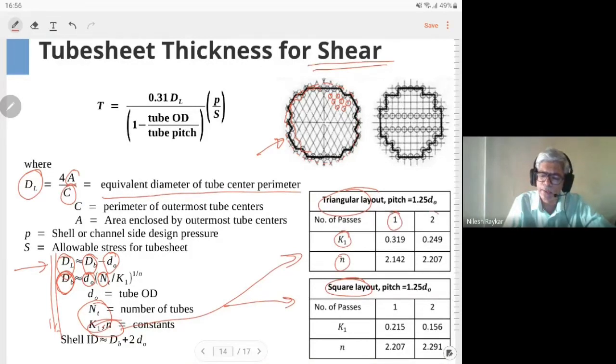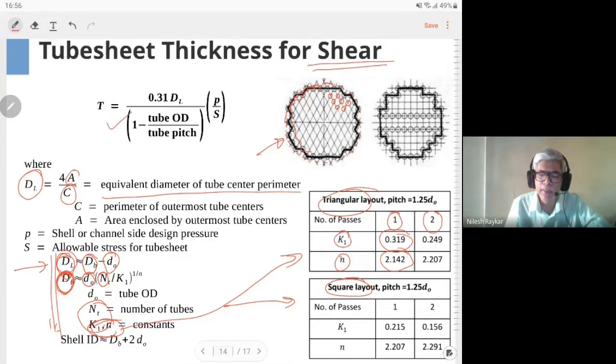Heat exchangers can be single pass, double pass, or multi-pass exchangers. Depending on the number of passes, the factors can be determined, and from there the tube bundle diameter can be estimated. Tube bundle diameter is essentially the enclosed diameter which encompasses the outermost tubes. Once you know the tube bundle diameter, you can calculate DL, and then this calculation can be done.